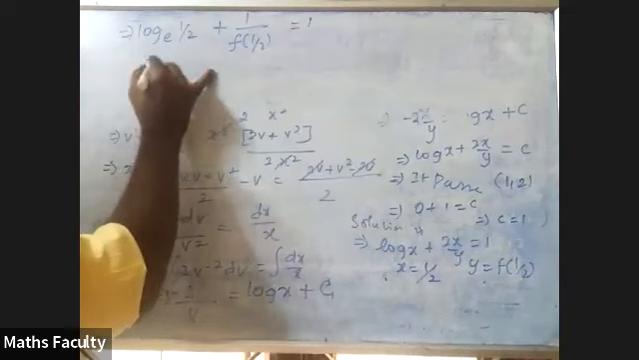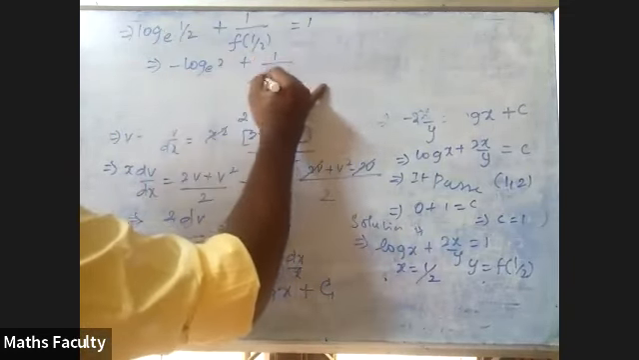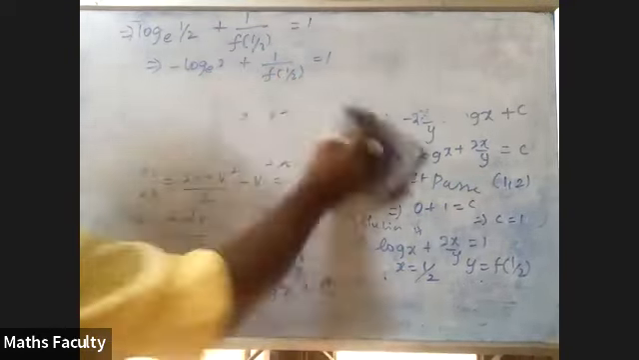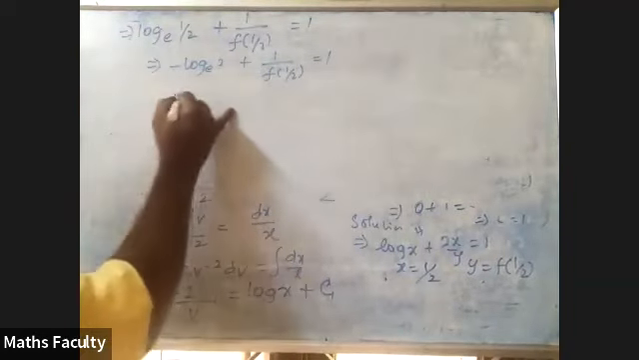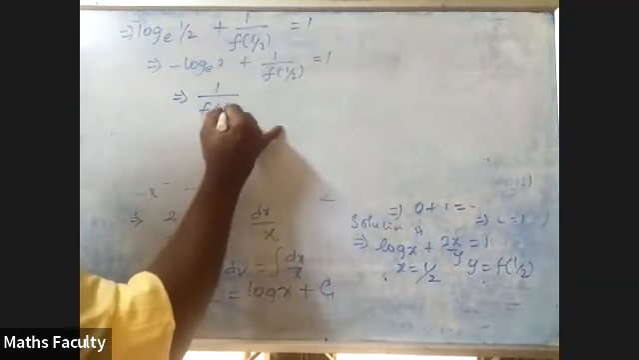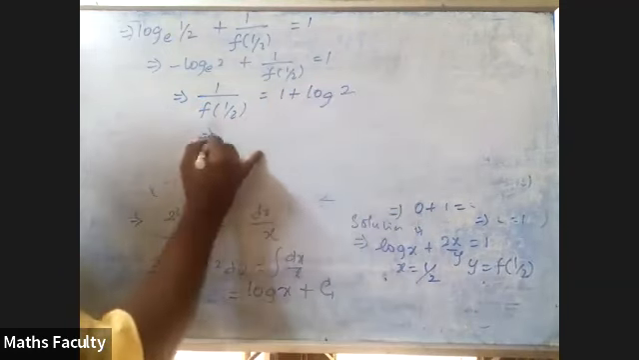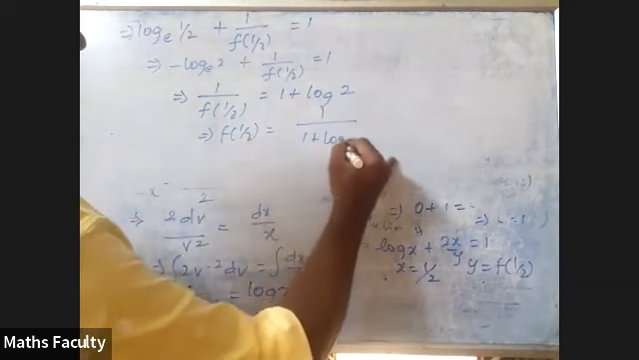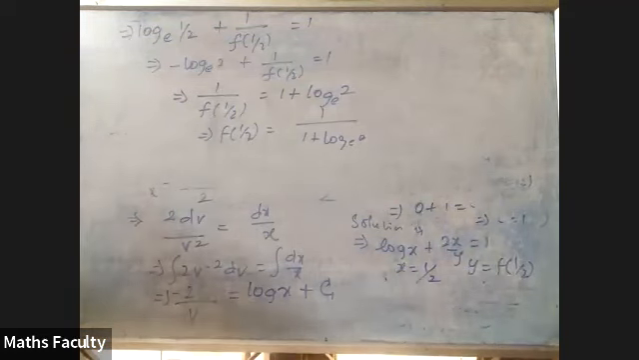Okay, so how can we write this? Minus 1 by log of 2, we can write minus log 2, plus 1 by f of 1 by 2 equals 1. Taking this to the other side, it equals 1 plus log 2, so 1 divided by f of 1 by 2 equals 1 plus log base e 2, or f of 1 by 2 equals 1 divided by 1 plus log of base e 2. That is the answer, because the value of x is 1 by 2.